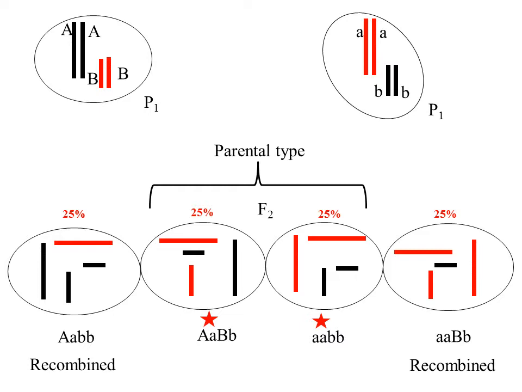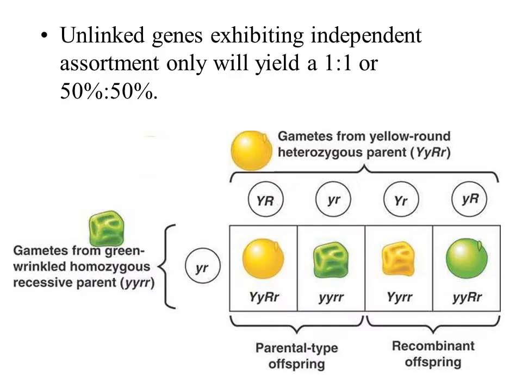This would be the results from that test cross. The two cells in the middle are going to grow to look just like the parental types. The two on the outskirts are going to grow to look nothing like the parents. They're going to be recombined. So as you can see, the ratio is 25, 25, 25, 25. Unlinked genes exhibiting independent assortment only will yield a 1-to-1 ratio or a 50% to 50% ratio.